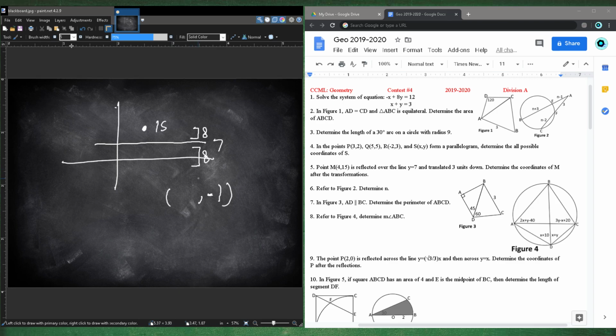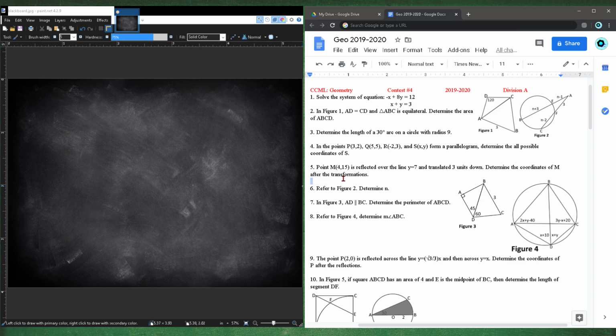And then our x was the original 4, right? And now we have to move 3 units down. So 4 minus 3, that means this is our answer. 4, -4. It's basically just that simple. Okay, usually in geometry, you just like to draw pictures and it should be fine.